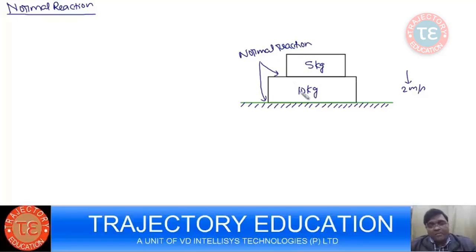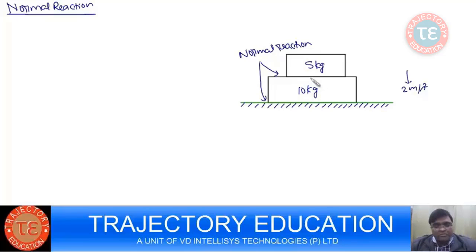That's the question. We have two blocks, one having mass 10 kg, the other having mass 5 kg, and the whole system is moving downward with 2 meters per second squared acceleration, and we have to find the normal reaction at the interface of the 5 kg block and 10 kg block, and the normal reaction at the interface of this ground and the 10 kg. We have to find the normal reaction at these two surfaces.